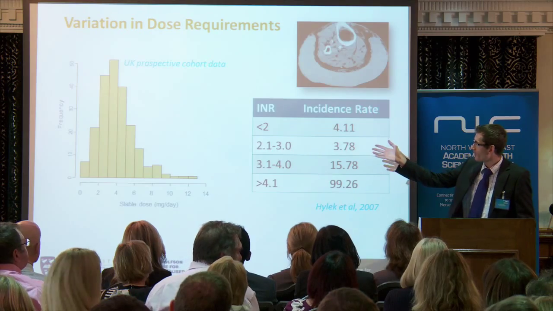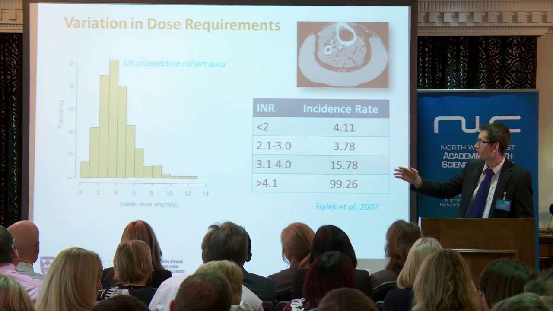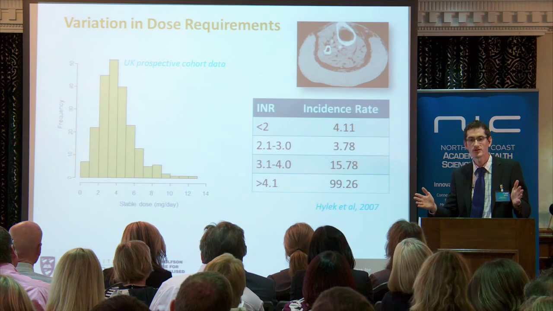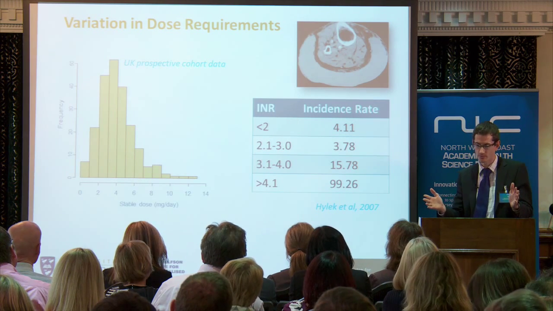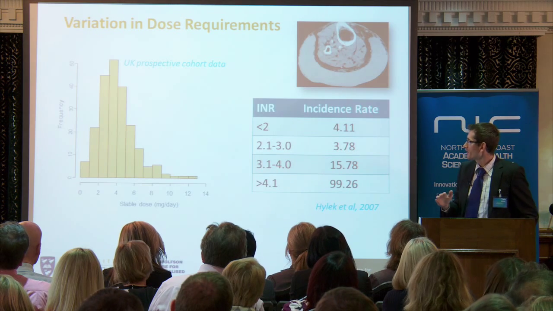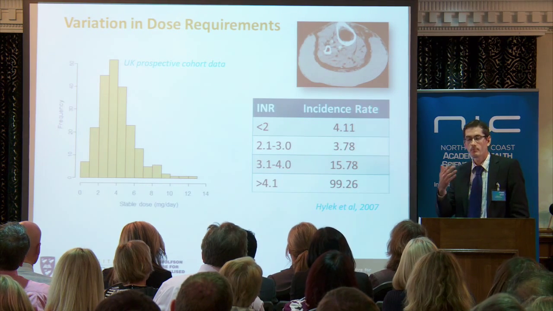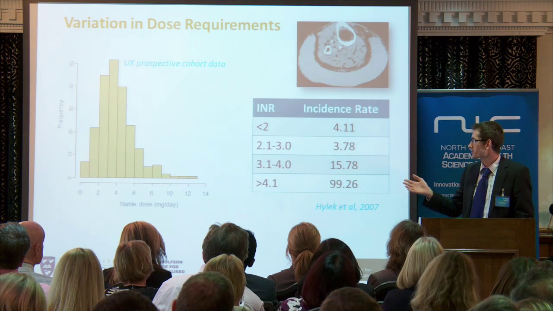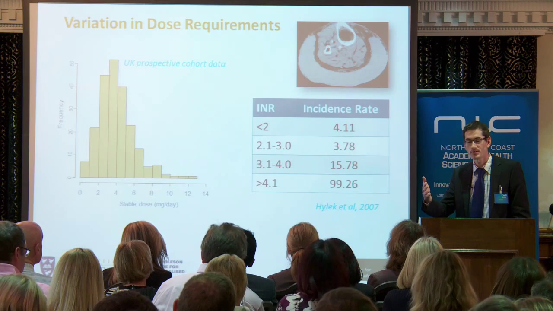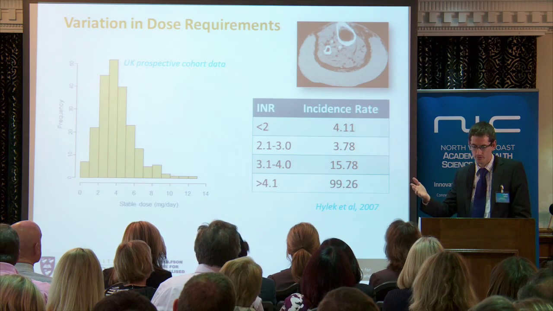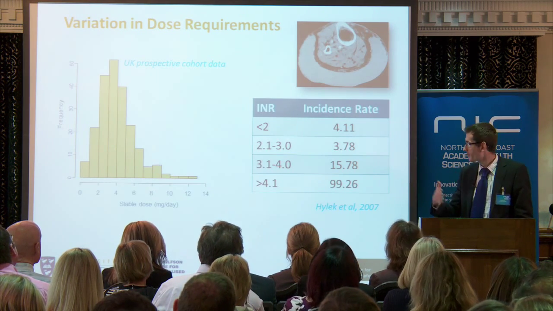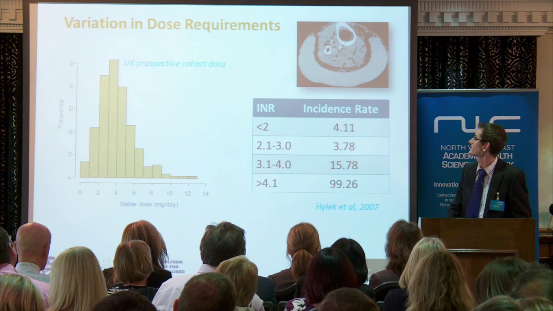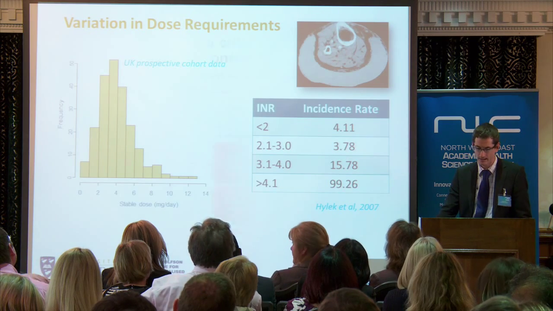So on your left, there's a histogram which shows that when you look at the different doses of warfarin that patients take, it approximates to a normal distribution. Furthermore, when you then look at the incidence of major bleeding, as we've already heard, it correlates with INRs above the therapeutic range, so above an INR of 3. And as you go above 4.1, the incidence dramatically increases. The CT just shows a hematoma around a leg.